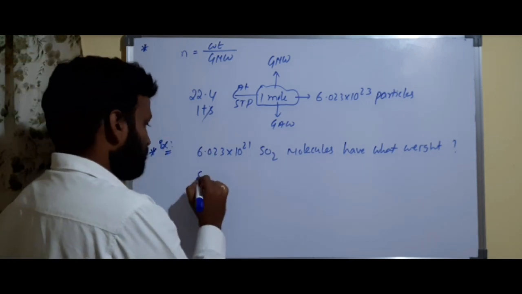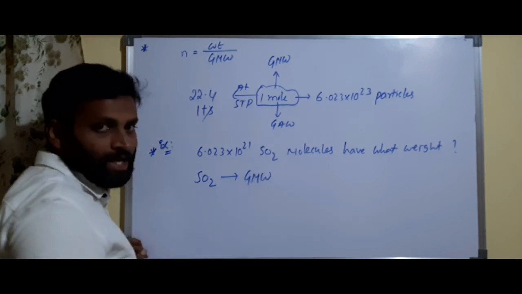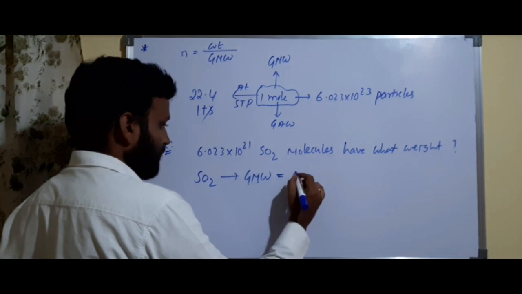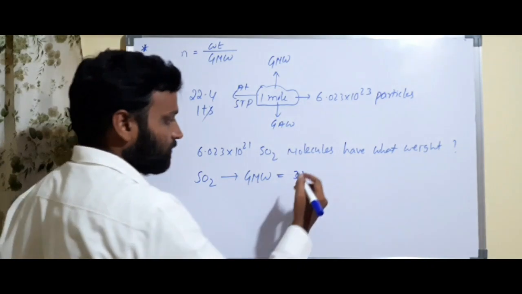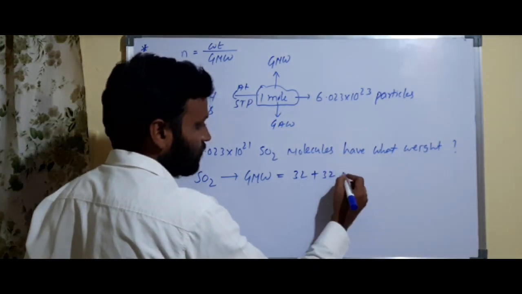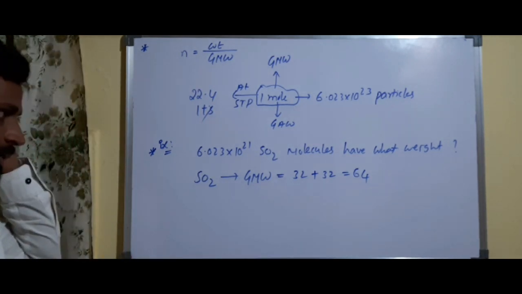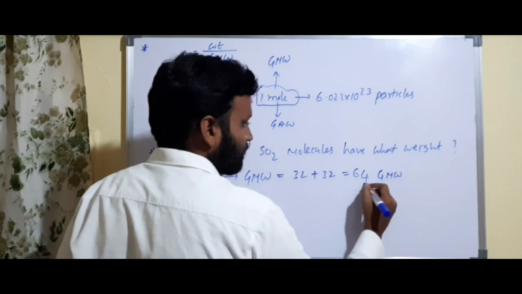So for SO2, first of all, you must know the gram molecular weight. Atomic weights, I have given you. Sulfur is 32. Two oxygens: one oxygen means 16, two oxygens means 32. So 32 plus 32, total 64. So 64 is the gram molecular weight.